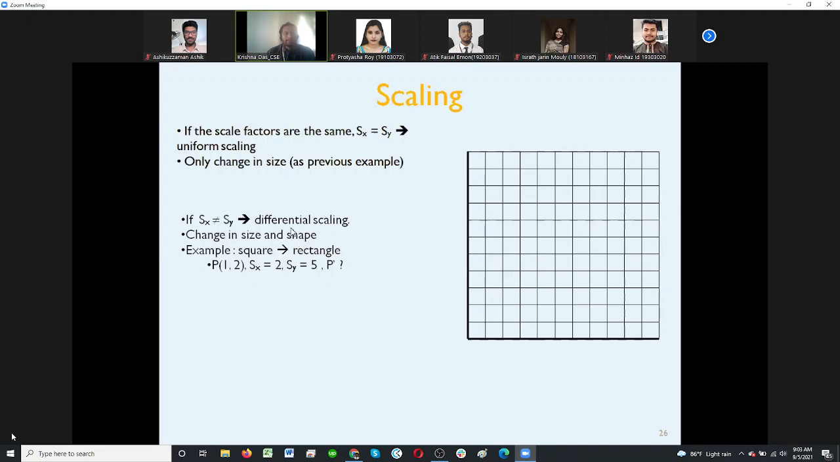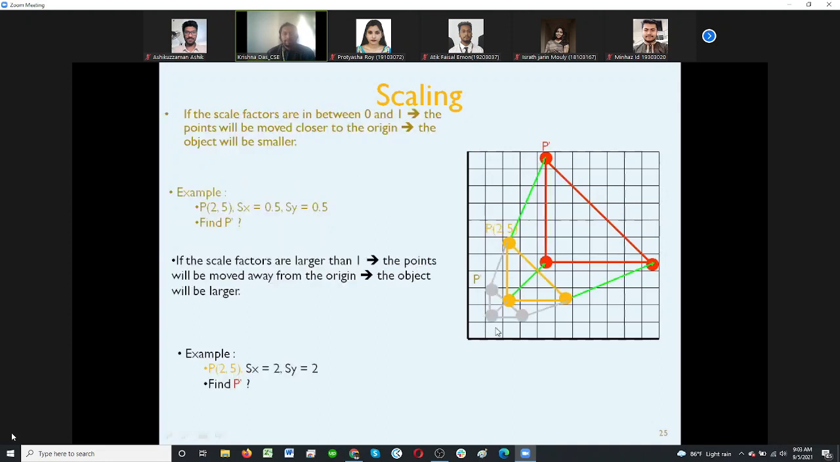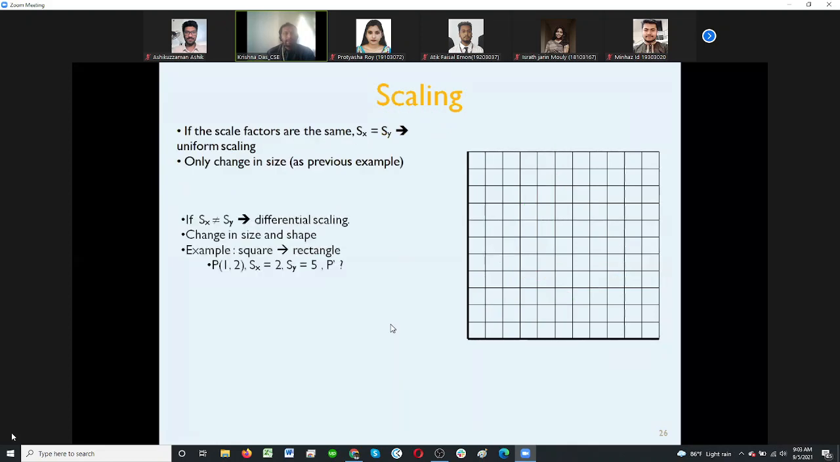As you can see, it changes the size and shape as well, when you have a differential scaling. But when you have uniform or homogeneous scaling, then only the size changes. We have seen that only the size has been changed, but the shape does not change. You have the same type of triangle. But whenever we have different values, then it changes.